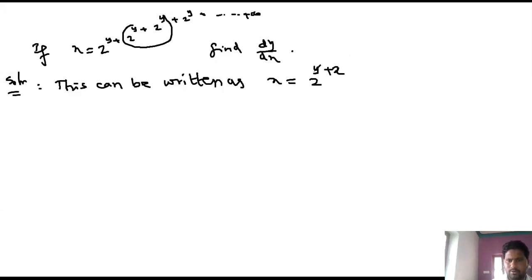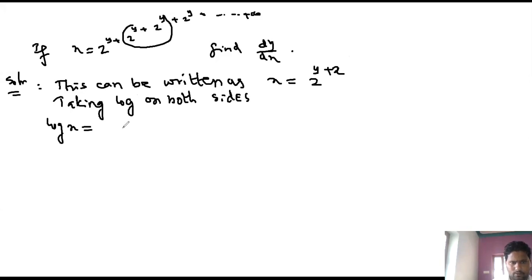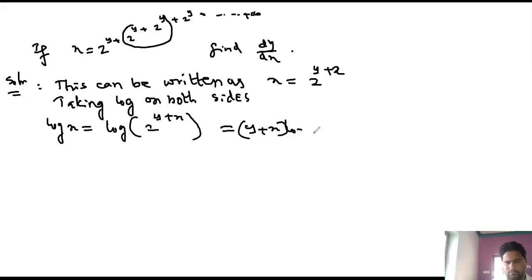Here, the variables y and x are in index form, so again logarithm is required. Taking log on both sides, log of x is equal to log of 2 raised to y plus x. So log of 2 raised to y plus x is equal to y plus x into log 2. This is the simplest form, so we differentiate now.